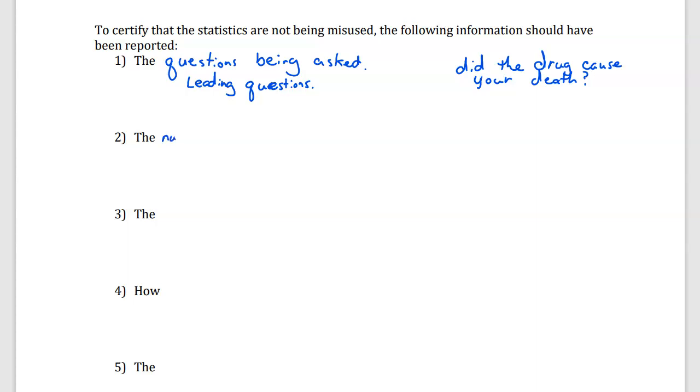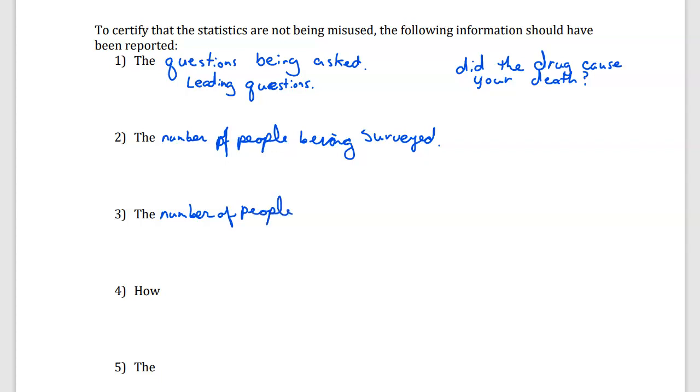You need to know the number of people being surveyed. Just like in the previous example, they did tell us that there were 1 million people surveyed. Okay, and that's fine. And you also need to know the number of people that responded, because you need to make sure that there is a large enough response to make this accurate.